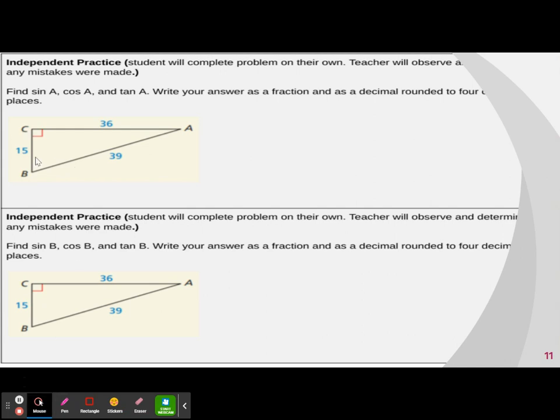Alright, so you need to copy the triangles down as well as the measures. They're both the exact same triangle. The first one's having you do sine, cosine, and tangent of angle A, and the second one's having you do sine, cosine, and tangent of angle B. Okay, and so copy the triangles as well as the numbers. And then you will work these out on your own, and then you have a worksheet to do for homework.